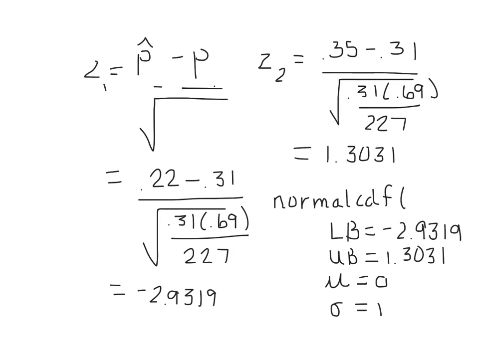And in this case, we get an area of 0.9020, or a probability of 0.9020. So basically, if the true proportion of orders that are first-time orders is 31%, then in a sample of 227 orders, there's about a 90% chance that the proportion of orders that are first time would be between 22% and 31%.